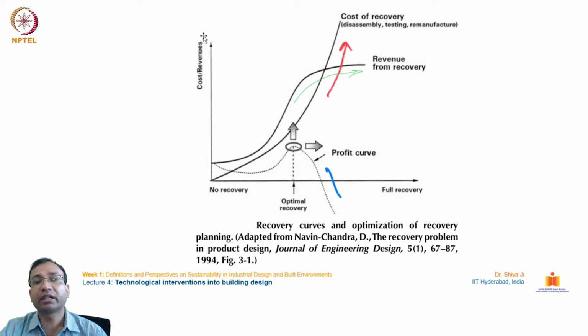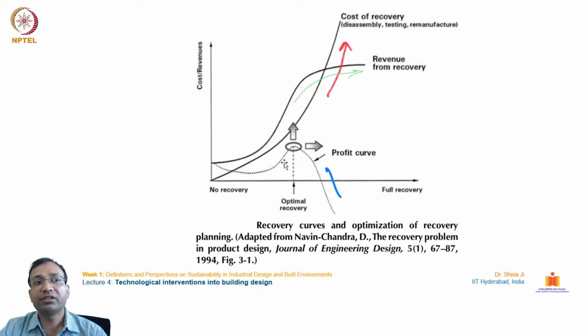If the cost of the recycling or the recovery is very high, then it starts going very up. So we will see over here, this line suggests the cost of the recovery. With the disassembly, testing and remanufacturing, as the effort goes more and more, the cost starts increasing. And this line talks about the revenue from the recovery. We start getting a minimal amount, from there it starts increasing, and at some time it reaches a kind of stabilized revenue which can take place from the recovery of that material. This dotted line talks about the profit curve.